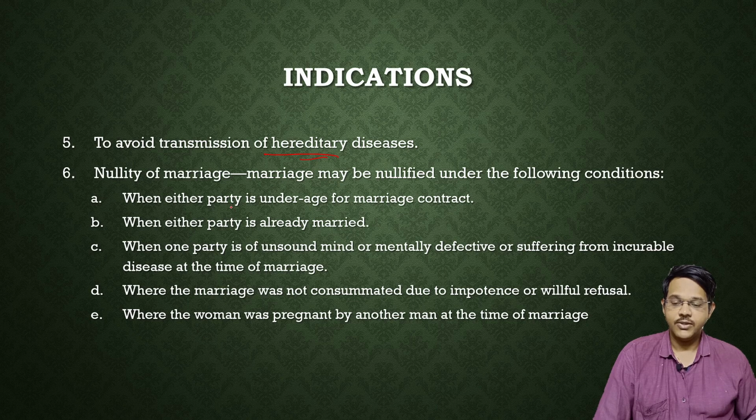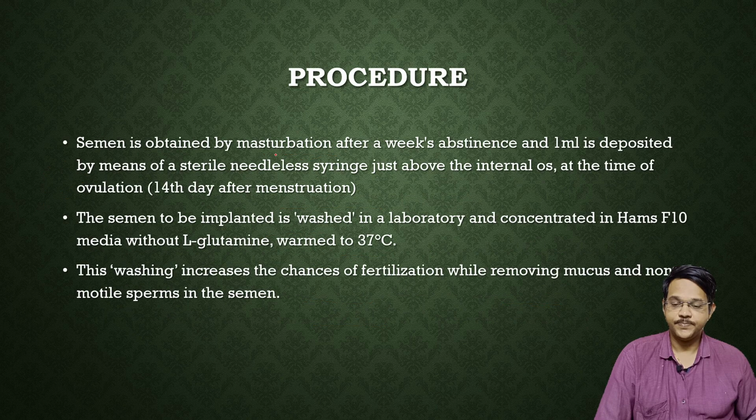Nullity of marriage may be because the couple are underage, or where the other party is already married and marries once more. When one party is of unsound mind or mentally defective, or when the marriage is not consummated because of impotency or willful refusal from the wife, or when the woman is pregnant by another man at the time of marriage, in those cases nullity of marriage is applicable. This is also one of the indications for artificial insemination.